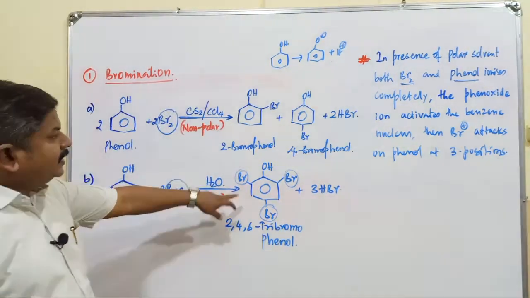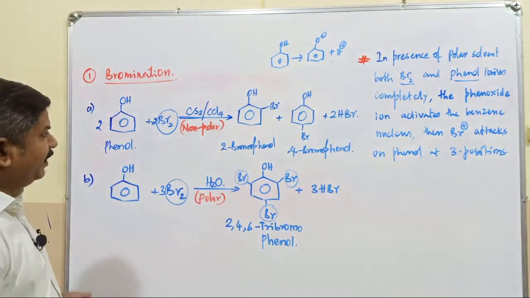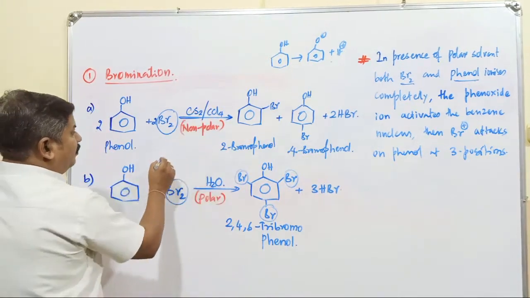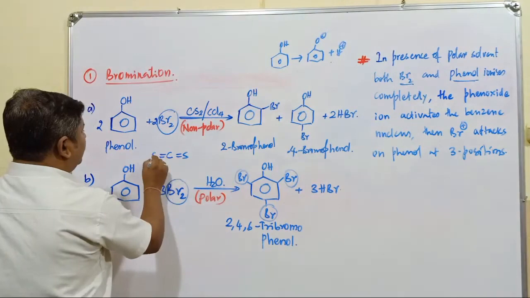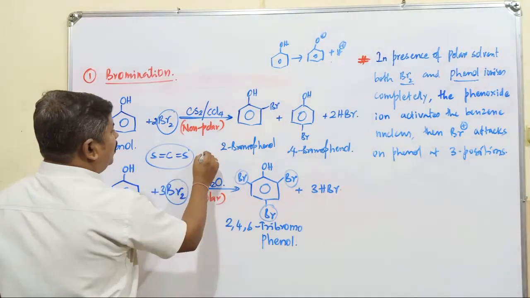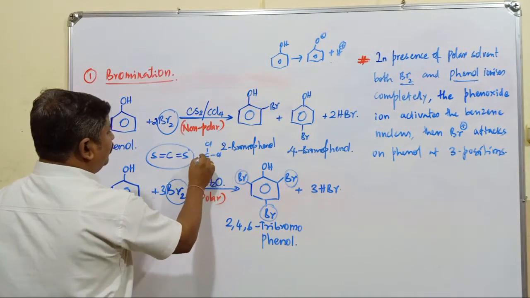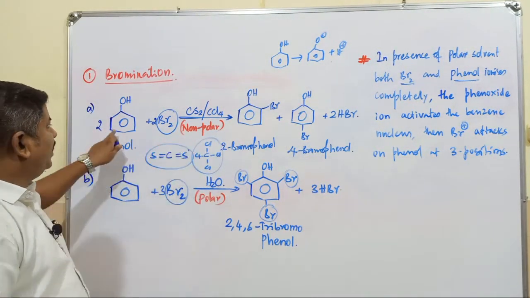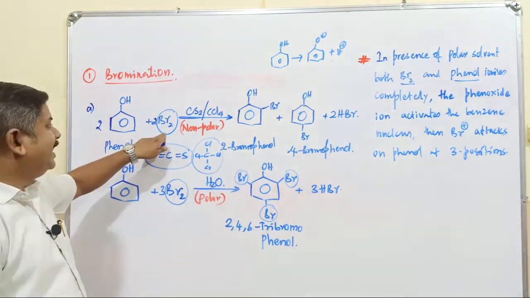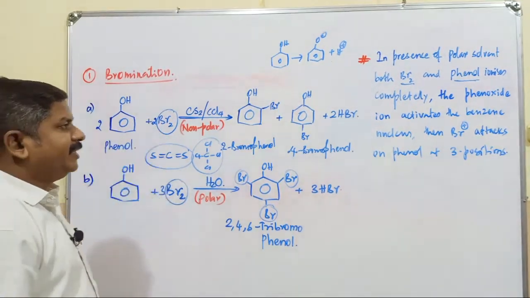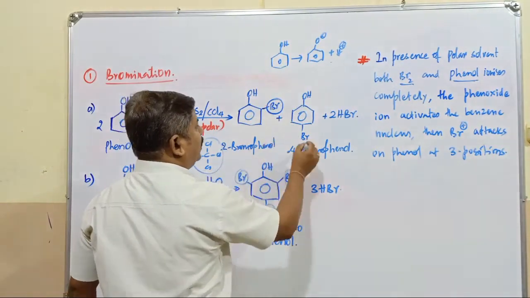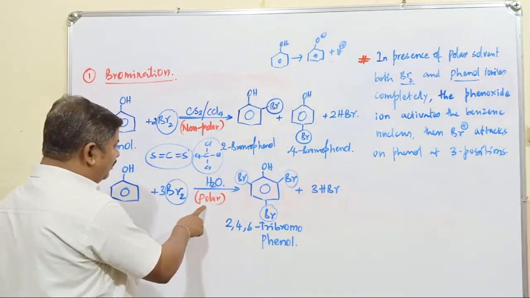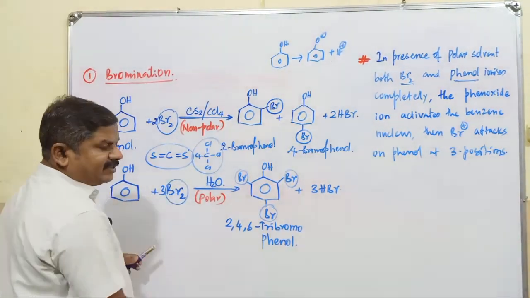But the same product is not observed in case of the first reaction. Very simple. It is a non-polar solvent, carbon disulfide, C double bond S, or it is going to be the CCl4 compound. This is also a non-polar solvent. In presence of non-polar solvent, ionization is not rapid, very slow ionization takes place. So slowly it attacks an ortho position as well as para position. But in presence of polar solvent, ionization of both the molecules takes place very fast.